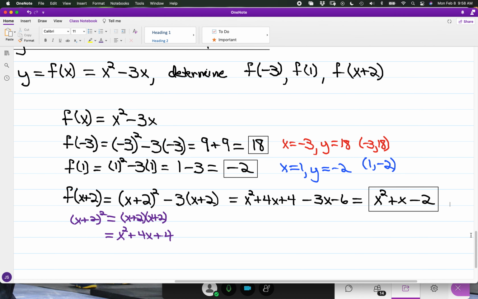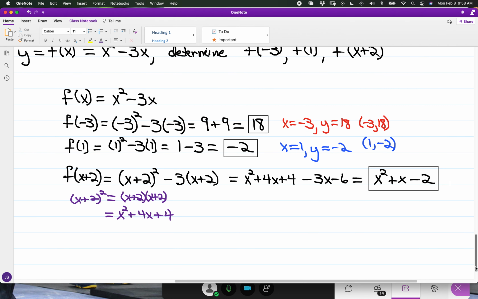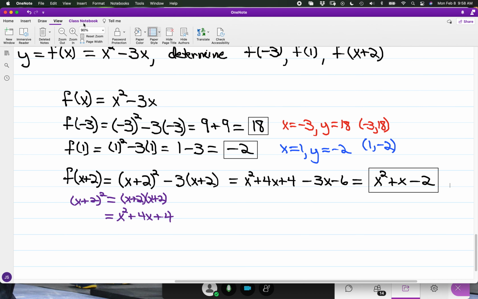All right. Now let's say that just working with functions and determining functional values and expressions.